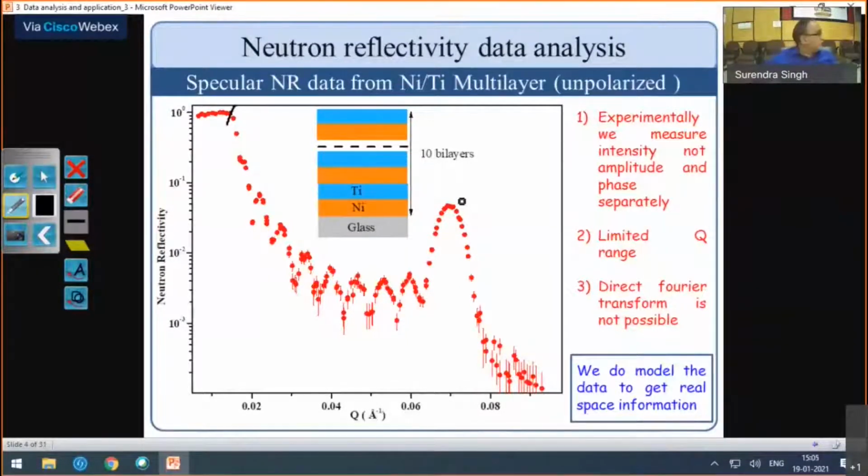And in any scattering technique where we measure intensity, actually we lose the information of measurements.